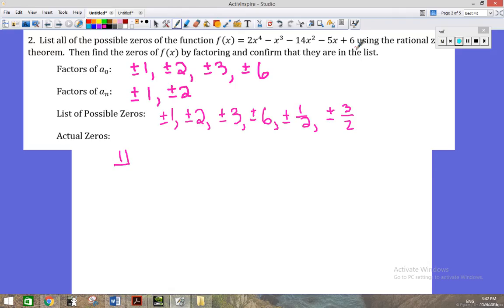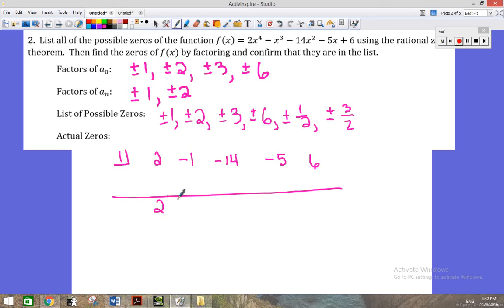I should have pointed out that I did look at this, and it is in standard form. There's no greatest common factor. If there was a greatest common factor, I'd want to factor it out before I write down the factors of the constant term and the leading coefficient. I have no missing terms like I did in that previous problem. I've got a 4th degree, 3rd degree, 2nd, 1st, and constant. So in my synthetic division, I've got 2, negative 1, negative 14, negative 5, and positive 6.